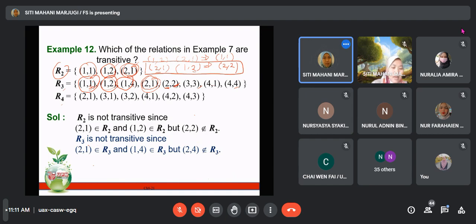Okay, R3 is not transitive because (2, 1) and (1, 4) would imply (2, 4), which is not an element of R3. We don't have the element (2, 4) in R3, so we can say this is not transitive. So R2 is not transitive, and R3 is also not transitive. Okay, we look at R4. How about R4?